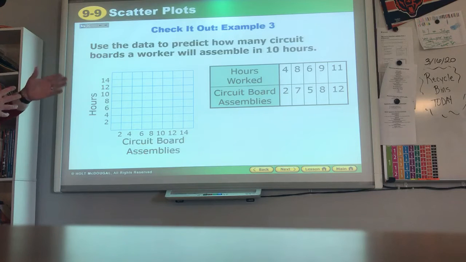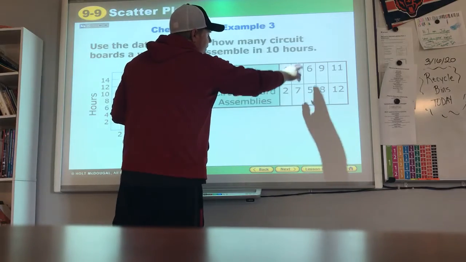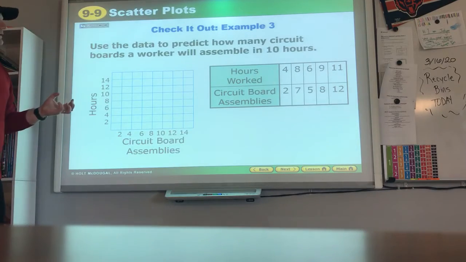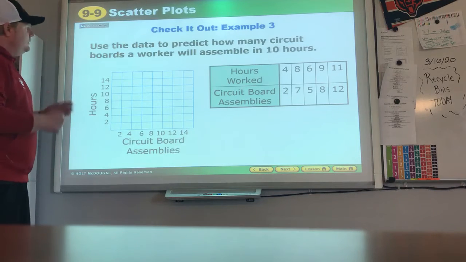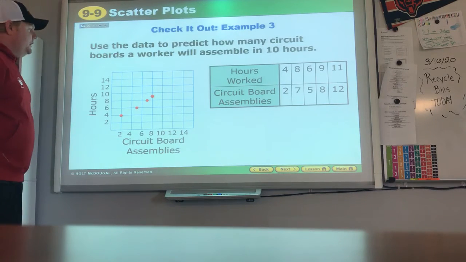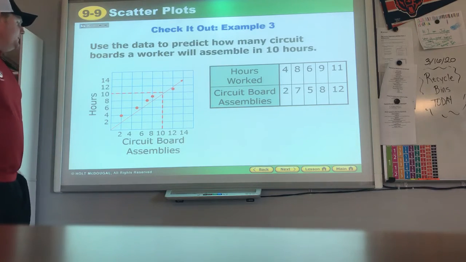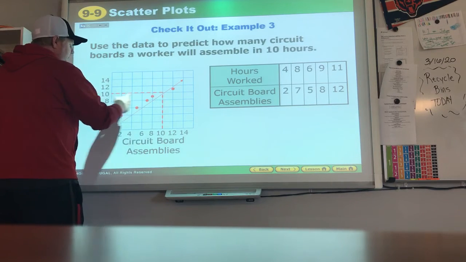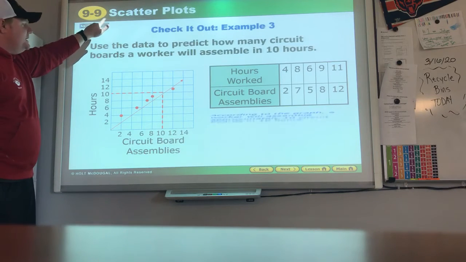All right, so hours worked and circuit board assemblies. So if they work for 4 hours, they can make 2, 8 hours, 7, 6 hours, 5, 9 hours, 8, 11 hours, 12. So we're going to plot those on there. These being your X, these being your Y points, that unit. All right. So we plot those on there. We can see, in general, the longer you work, the more you can make. And if we were to work for 10 hours, is what they asked, it looks like you're going to be able to make around 10 circuit boards, a board per hour. That's not the case for everyone up there, but that would be a best estimate.